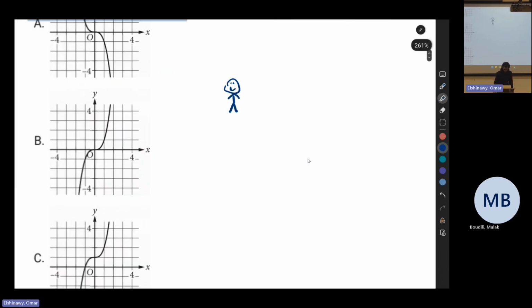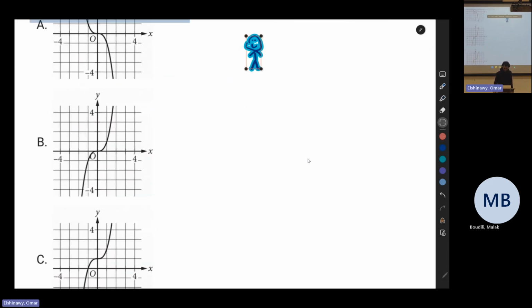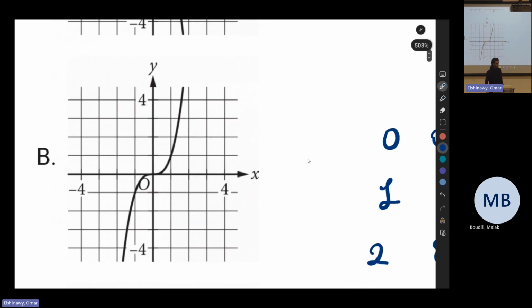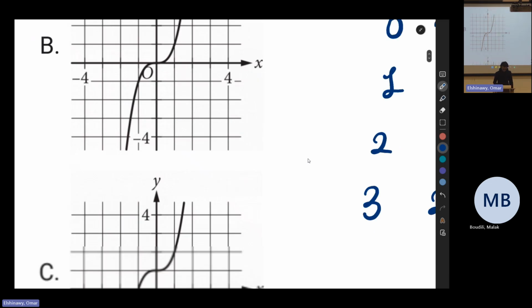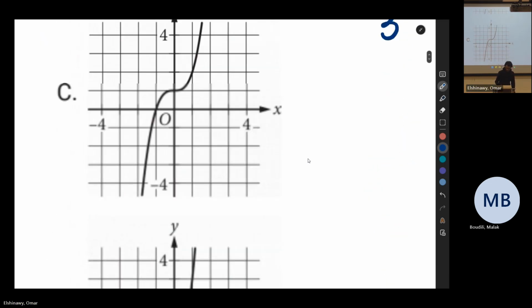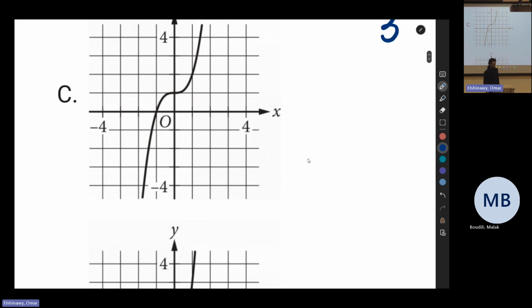So I'll rewrite the values so that we can see them. 0, 0, 1, 1, 2, 8, and 3, 27. Let's take a look at 0, 0. Can you tell me where 0, 0 is on this graph? Yeah, the O is the origin. So this is where 0, 0 is. If the point 0, 0 is on the graph, then it definitely should go through it. This is the case here. But guess what? It doesn't go through it here. Then this is not an answer.